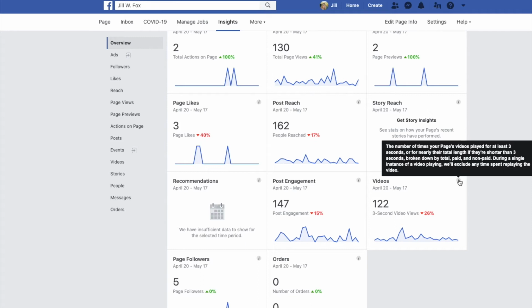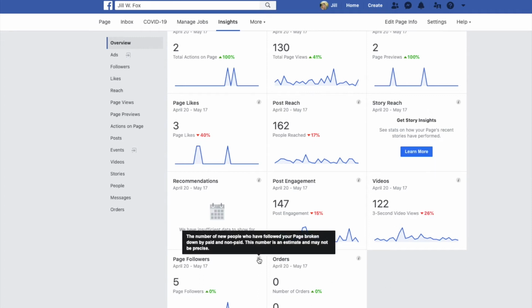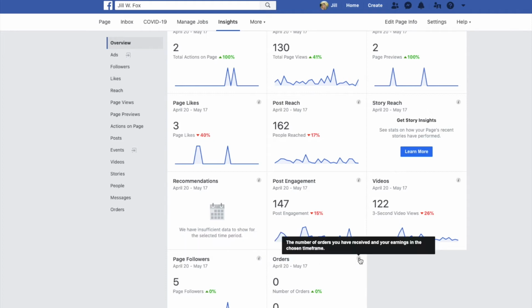Again, tough number. This number right here, page followers, is the amount of people who have clicked on your page to follow it. Likes and followers, pretty similar. And this is orders. Now, if you sell something through your Facebook page, you can actually sell on Facebook, and doing it through Facebook allows them to track your orders. This is the number of individual orders or individual sales you made during that time frame.